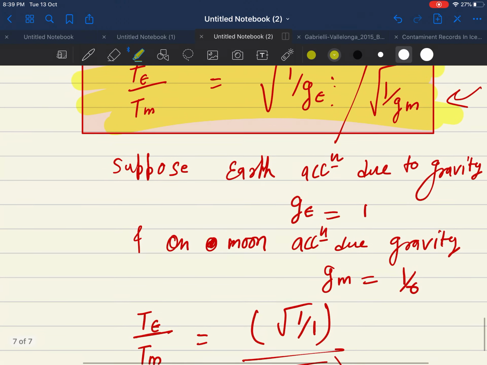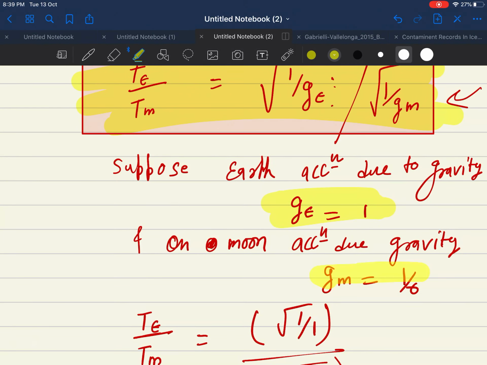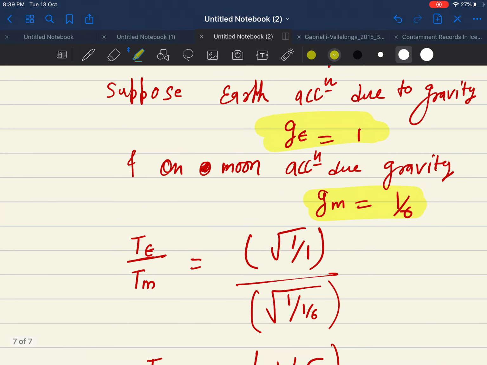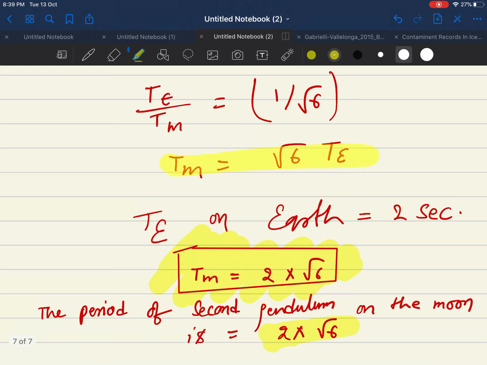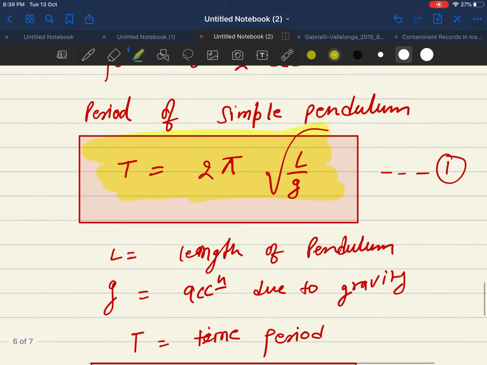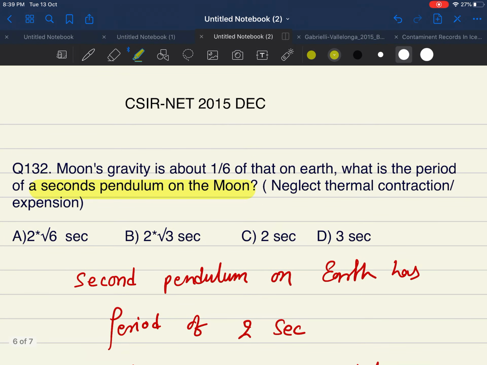Now assuming gE is equal to 1 and gM is equal to 1 by 6, putting these values in this equation. After solving, TM becomes under root 6 TE, and T is 2 seconds on the earth. So for the moon it becomes 2 under root 6. So the correct answer over here is option A. This is the correct answer.